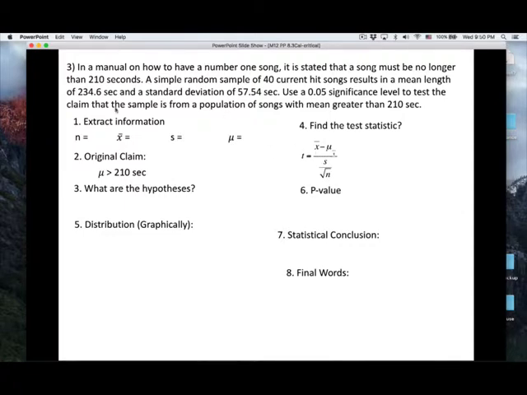Now I want you guys to look at the question one more time and figure out what is your sample size, what is your sample mean, sample standard deviation, and also the population mean. You should get 40, right? Sample size 40, and then sample mean will be 234.6. Sample standard deviation. For the population mean, you could just look at the original claim here. So this is 210, this is going to be 210 also.